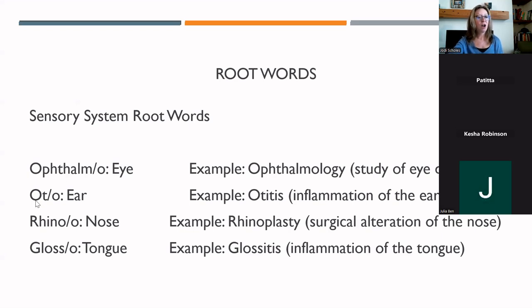We saw earlier otitis is inflammation of the ear. Rhino, our nose. A rhinoplasty. Maybe you know someone who's had a rhinoplasty, and that's surgical. Sometimes for a deviated septum, they'll have a rhinoplasty to surgically alter their nose. And then gloss has to do with the tongue. You probably won't see that ever, but glossitis is inflammation of the tongue.